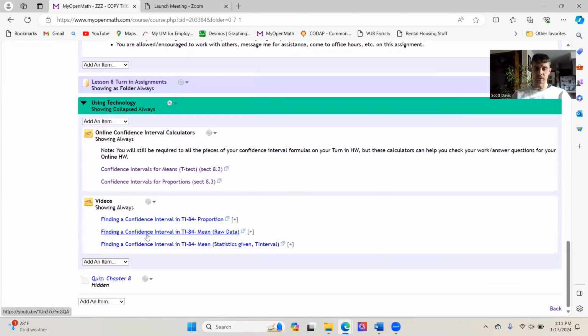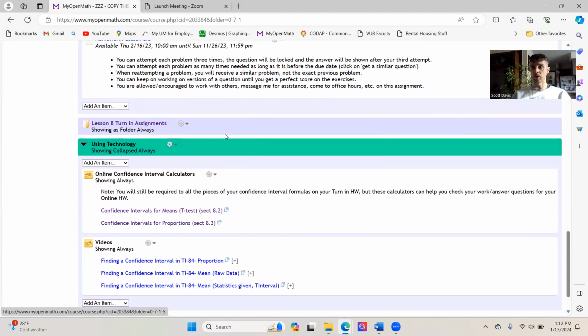Right down below, here are some examples. If you have raw data, or if you have statistics or proportions, here is how to find these confidence intervals on your calculator. Here are some online resources that, again, will give you the confidence interval if you enter in the values.